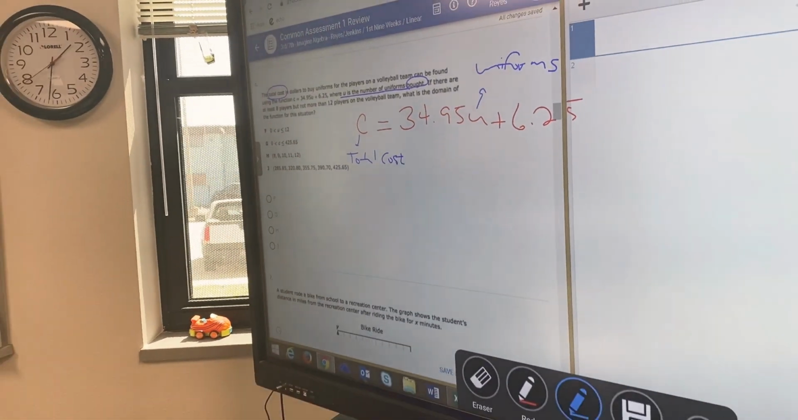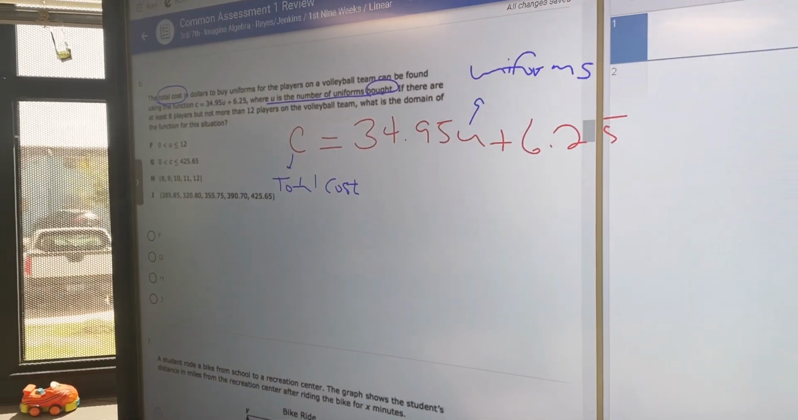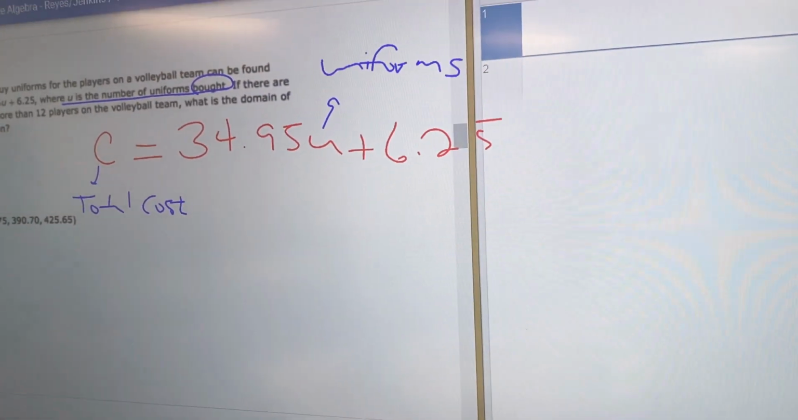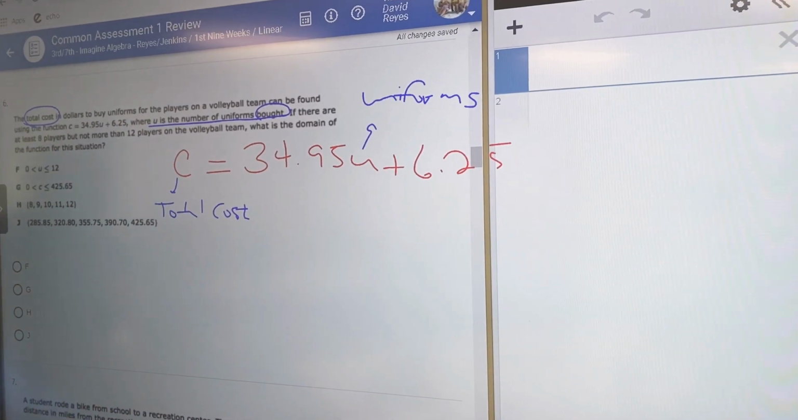It can't be a decimal. Excellent, Mr. West. Okay, it cannot be a decimal. Okay, it cannot be a fraction. If we're talking about people, it has to be a whole number. Okay, so keep that in mind.